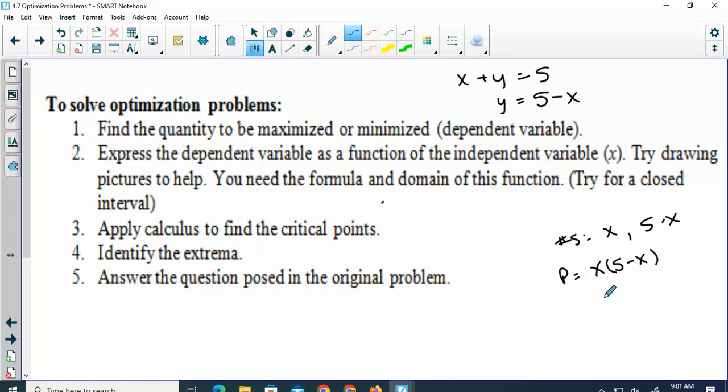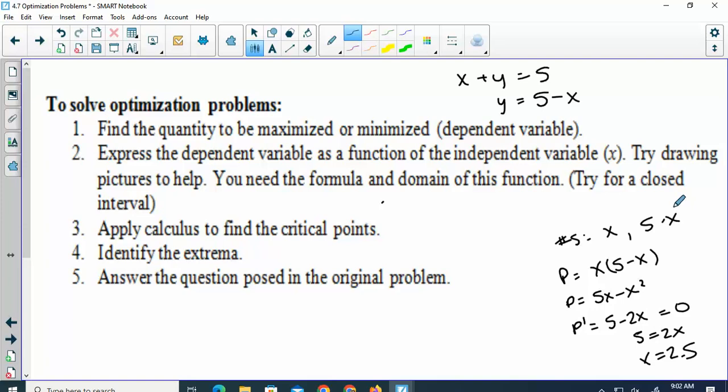maxes and mins happen at critical points. Critical points come from the first derivative. So you would probably want to multiply this out, and then you would have to do your derivative. And you do your derivative and set it equal to 0. So then we could solve from there. 5 equals 2x, so x is 2.5. So the first number is 2.5, and the second number, 5 minus 2.5, is 2.5.